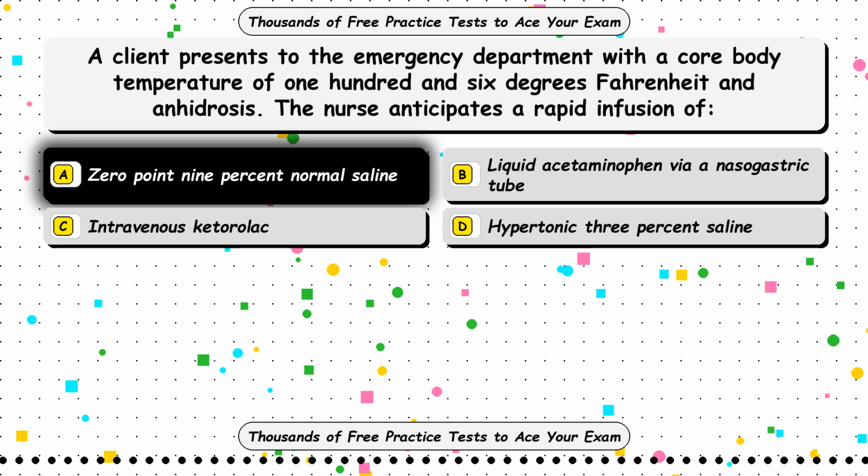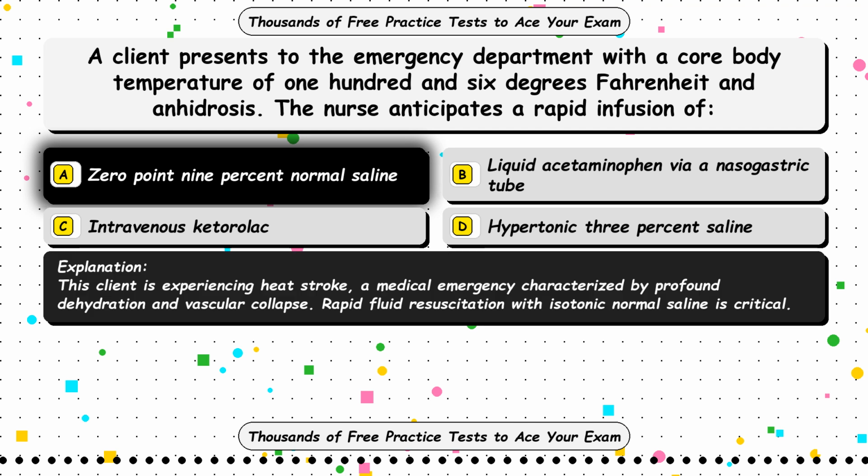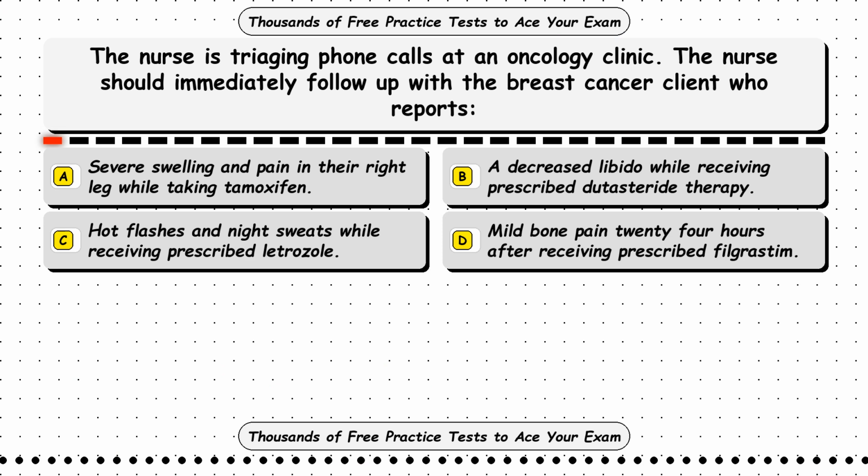The correct answer is option A, 0.9% normal saline. This client is experiencing heat stroke, a medical emergency characterized by profound dehydration and vascular collapse. Rapid fluid resuscitation with isotonic normal saline is critical. Question 159. The nurse is triaging phone calls at an oncology clinic. The nurse should immediately follow up with the breast cancer client who reports option A.